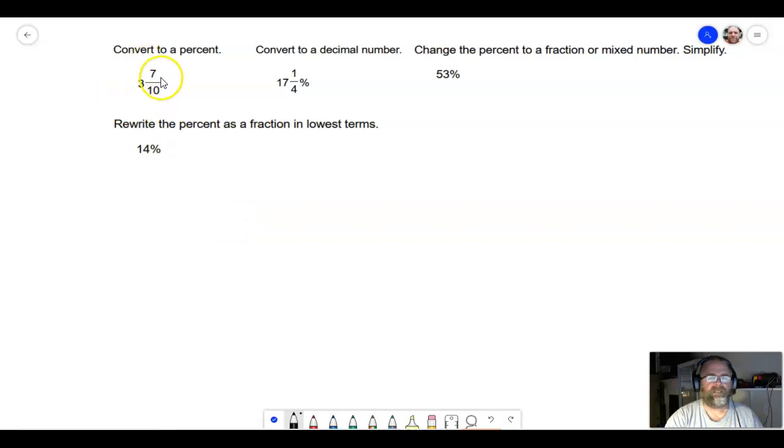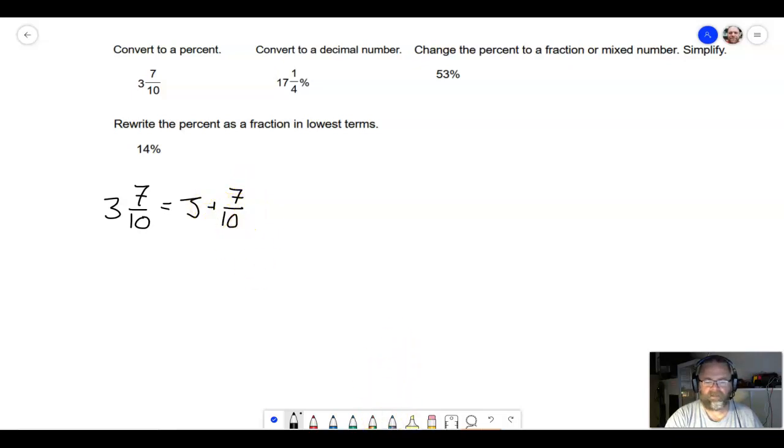All right, the first one says convert to a percent. So we're going to start with 3 7/10, and they want us to convert that to a percent. If I'm dealing with a fraction, which is a mixed number, improper fraction, the first thing I want to do is convert that to a decimal. Now, how do I convert that to a decimal? Well, this is really the same thing as just 3 plus 7/10. That's how I'm going to think about it here.